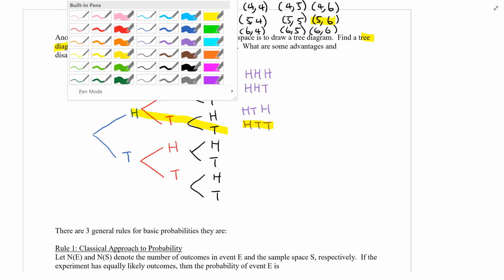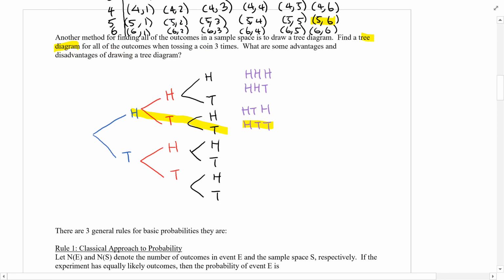Let's do more. Next, I could have tail, head, head. Tail, head, tail. And I could have tail, tail, head. Tail, tail, tail.